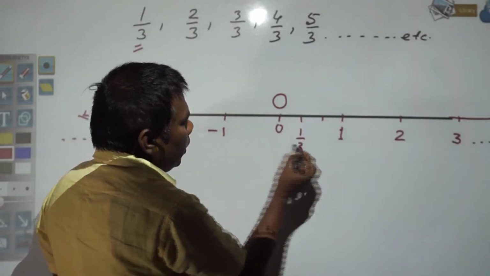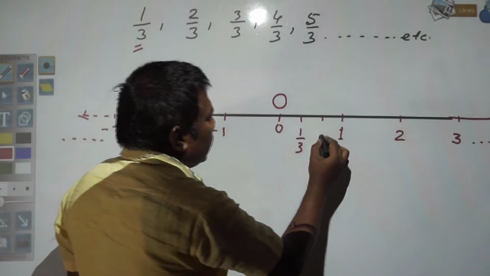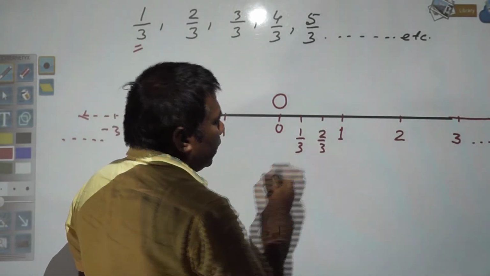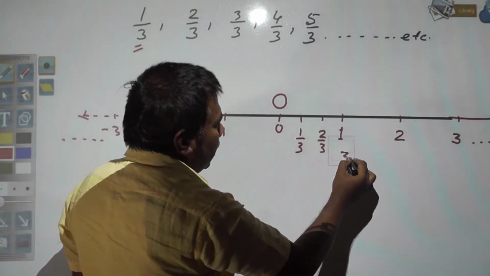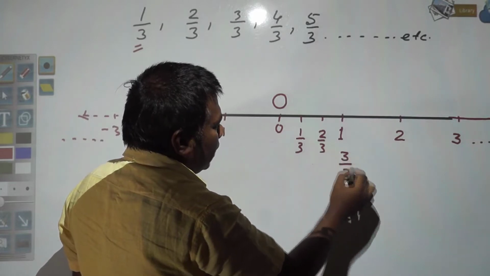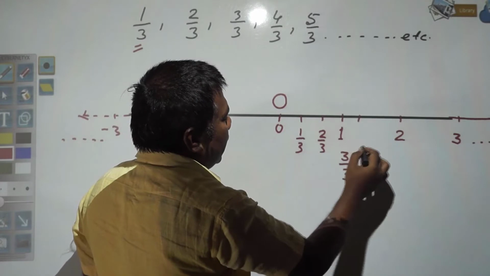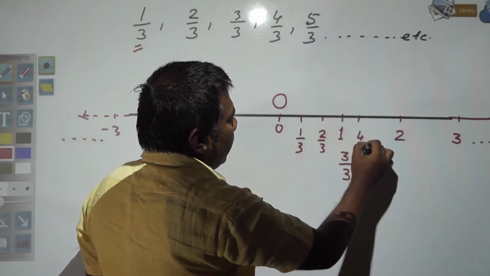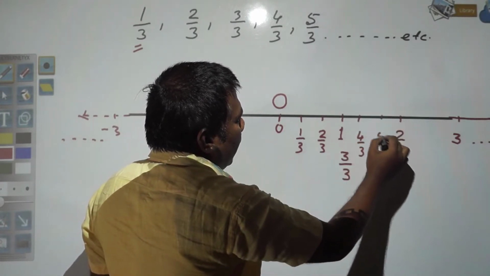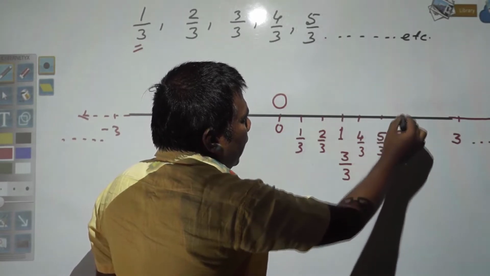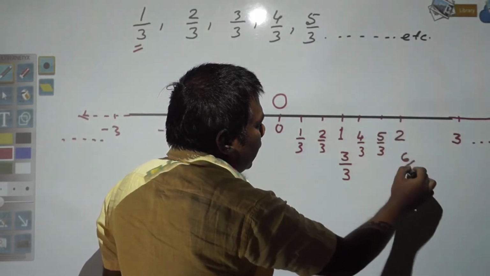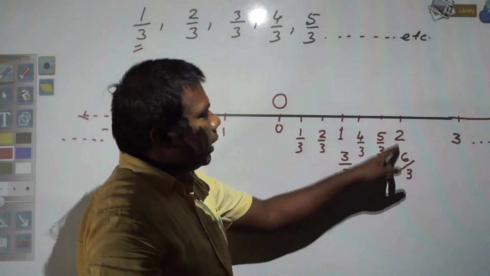First portion will be 1 by 3. This will be 2 by 3. This will be 3 by 3. If you are cancelling, you will get 1. Next, if the same range is there, this will be 4 by 3, 5 by 3, and this one 6 by 3. Again, if you are cancelling, you will get 2.